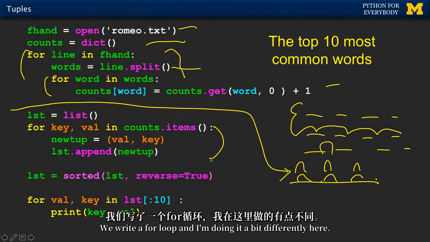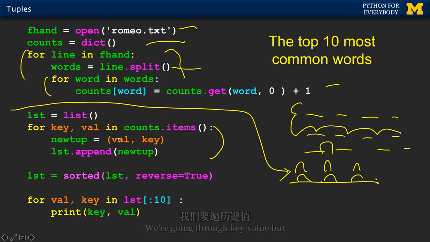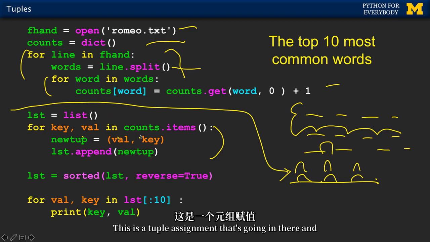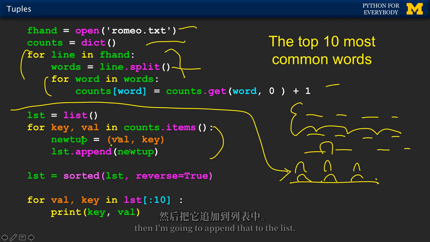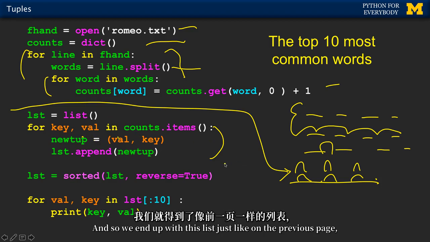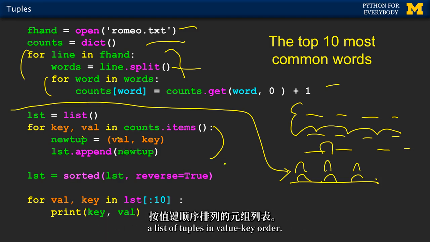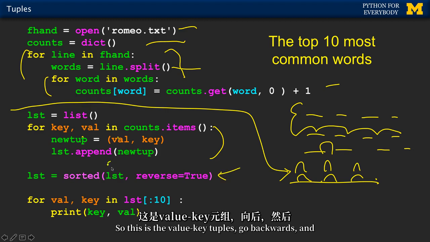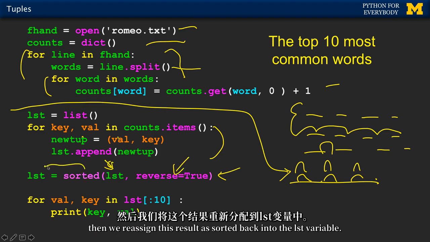We write a for loop, and I'm doing it a little bit differently here. We're going through key value, but then I'm going to make a tuple that's value key, and put it in the variable newTup. This is a tuple assignment that's going in there, and then I'm going to append that to the list. And so we end up with this list, just like on the previous page, a list of tuples in value key order. Now, let's sort that backwards. So this is the value key tuples, go backwards, and then we reassign this sorted result back into the list variable.